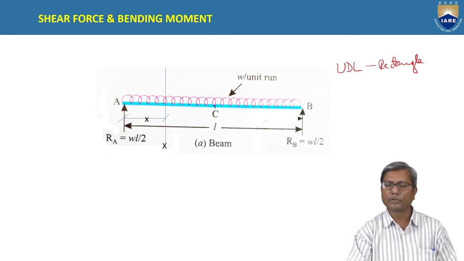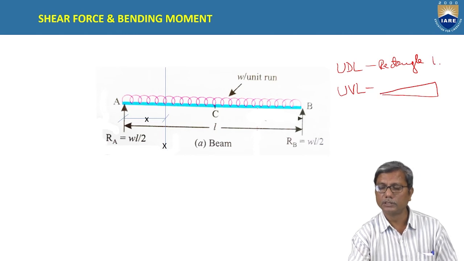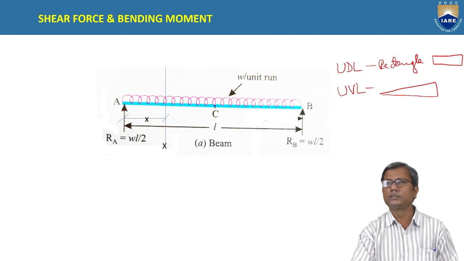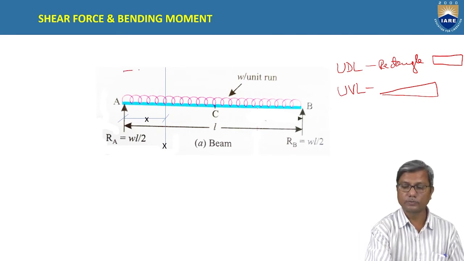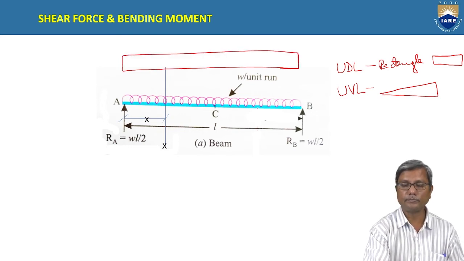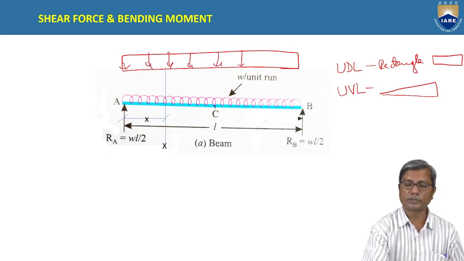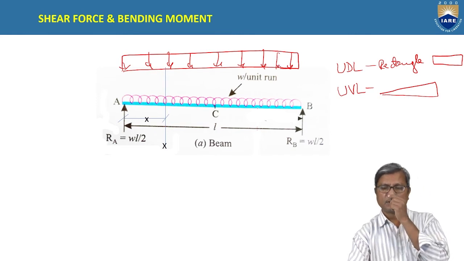And uniformly varying load. Uniform variation means straight line variation. That means it is a triangular load, something like this. It is rectangular load. UDL is a rectangle. This load which is shown here can also be shown as a rectangle like this. UDL can also be represented like this as a rectangle. Understand? Both are correct.